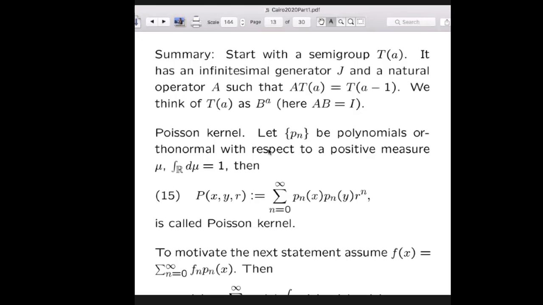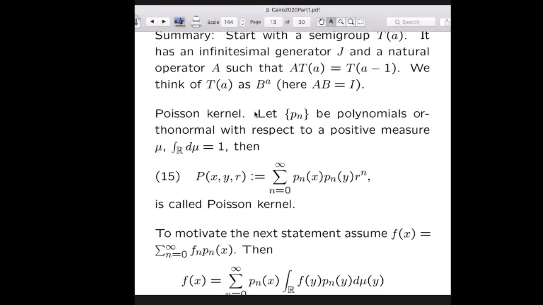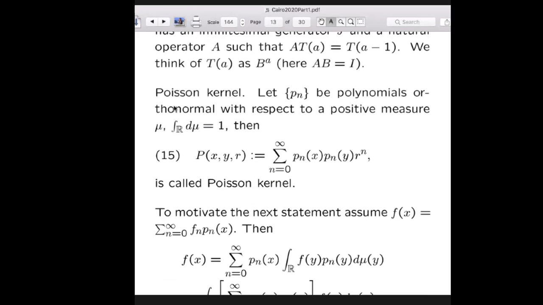So this is a general concept that we introduced. To carry this out, we need some examples of this. So I have to first define what a Poisson kernel is. I'll start with a sequence of orthonormal polynomials. So the P_n are orthonormal with respect to a measure mu, normalized to be total mass 1. Then this function is called the Poisson kernel. It is the sum of P_n(x) P_n(y) r^n, and it's a function of x, y, and r.